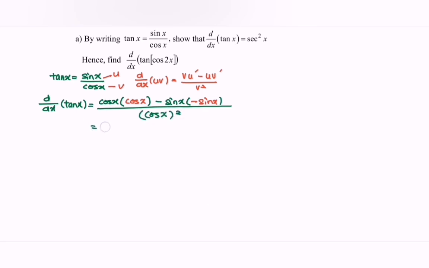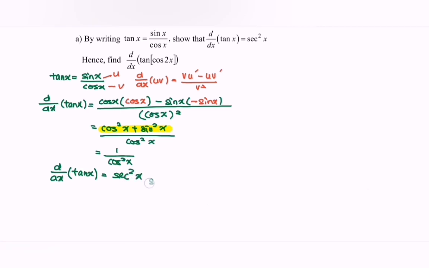Kindly expand the expression: we have cos squared x plus sine squared x over cos squared x. As we all know, cos squared x plus sine squared x equals 1 by the basic identity, so we have 1 over cos squared x. As we all know, 1 over cos x is equal to secant x. Then the derivative of tan x with respect to x is secant squared x, where we have already shown the result.